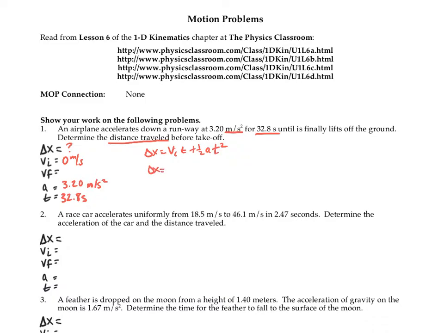My displacement is the unknown. Initial velocity is 0. Acceleration is 3.2. Time is 32.8. And that time is squared. So 0 times anything is 0. So that middle term goes away. Then 1/2 times 3.2 times 32.8 squared is 1,721 meters. There are some decimals after that. I'm just rounding up to that displacement.